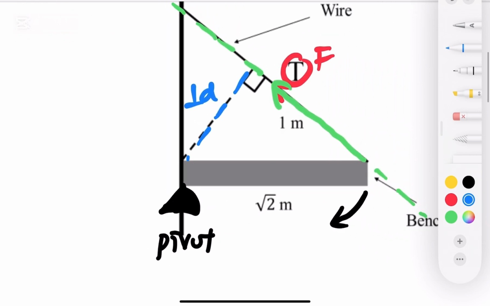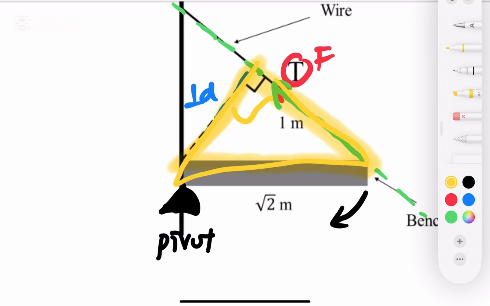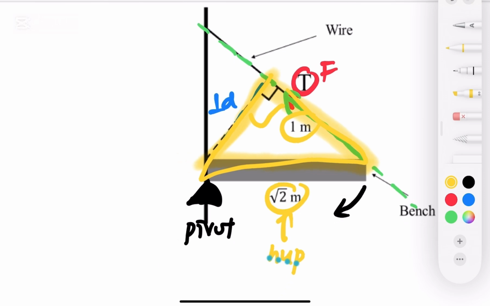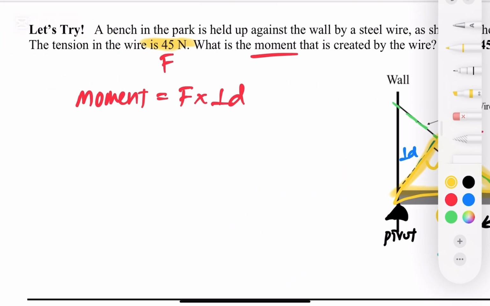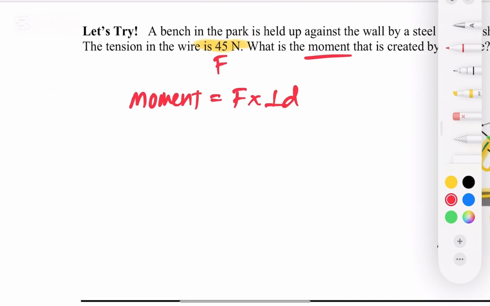So let's stare hard at this triangle over here. You have a right angle triangle in yellow, and we have square root 2 and 1 meter. Square root 2 is the hypotenuse, right? 1 meter is one of the sides. So we have to find the perpendicular distance using the Pythagoras theorem. I will not enforce the presentation here, but by Pythagoras.